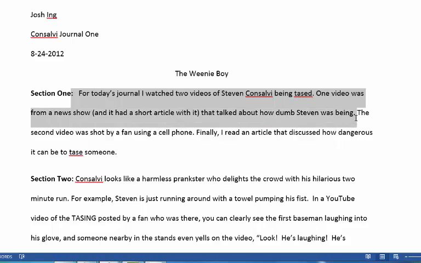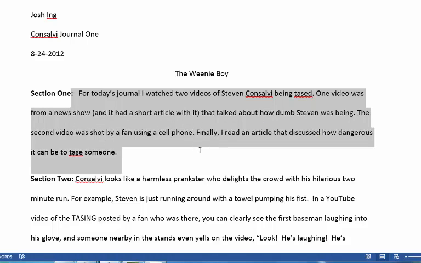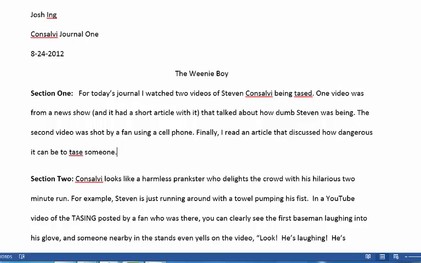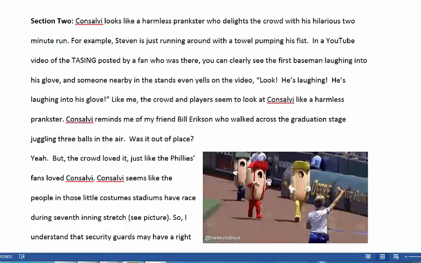One video was from a news show and it had a short article with it that talked about how dumb Stephen was being. The second video was a shot by a fan using a cell phone. Finally, I read an article discussing how dangerous it can be to tase someone. Hey, that's nice. That just tells me that I at least looked at everything. That's section 1.